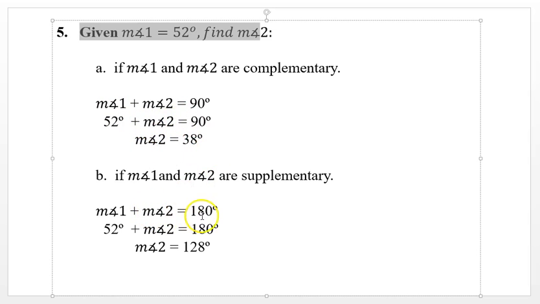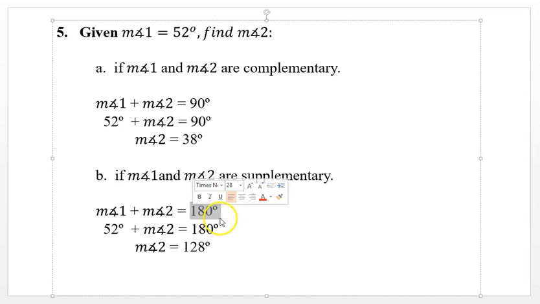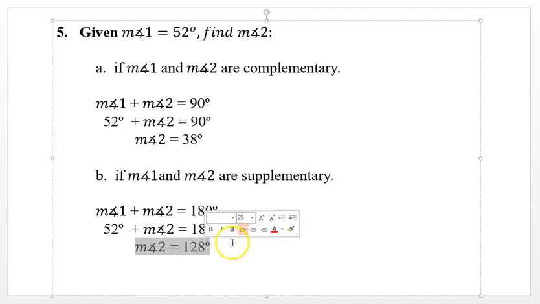Same thing goes with supplementary, except we have these two angles add up to 180 degrees. Okay, so plug away 52 into your measurement of angle 1 and solve again. And you get the measure of angle 2 is 128.